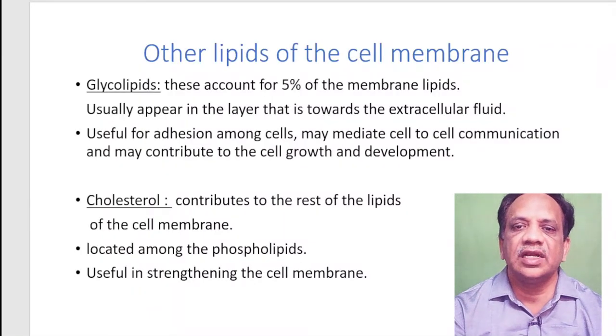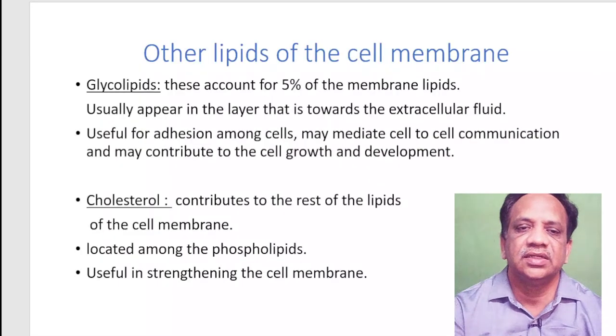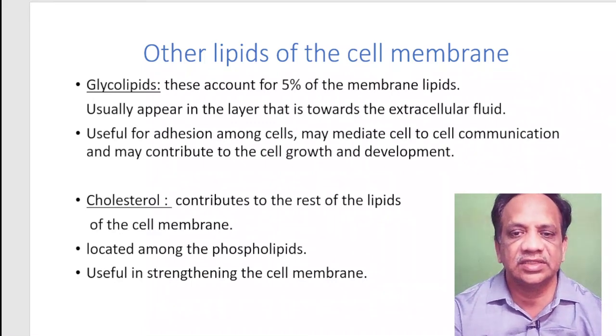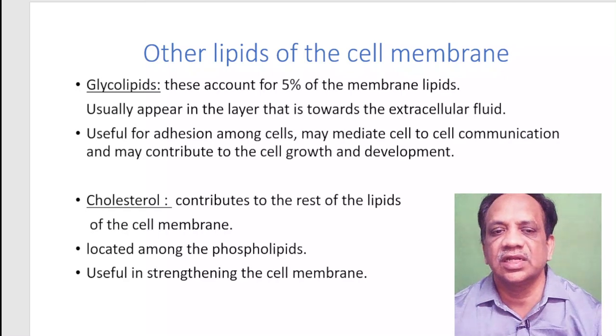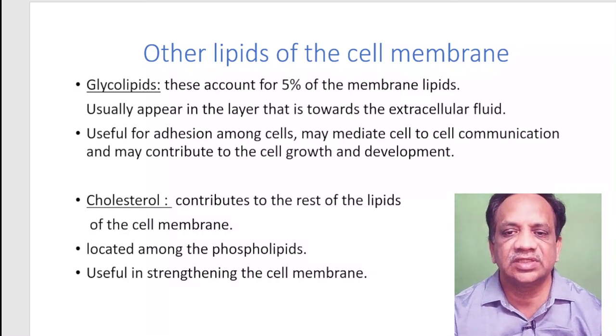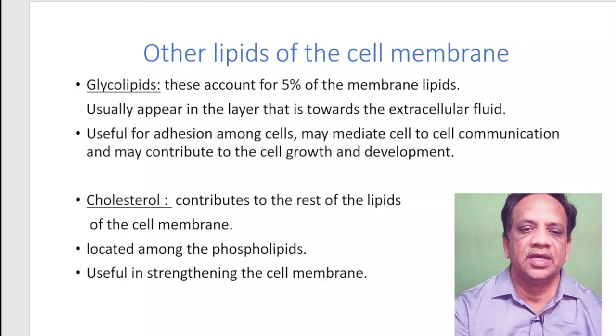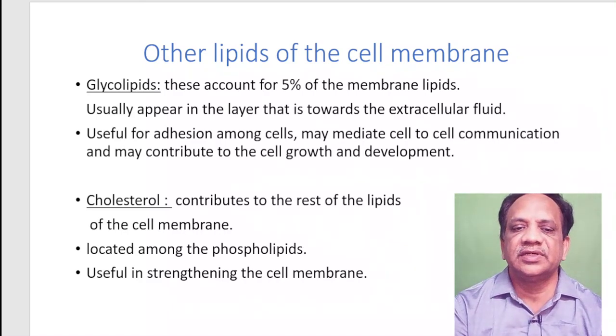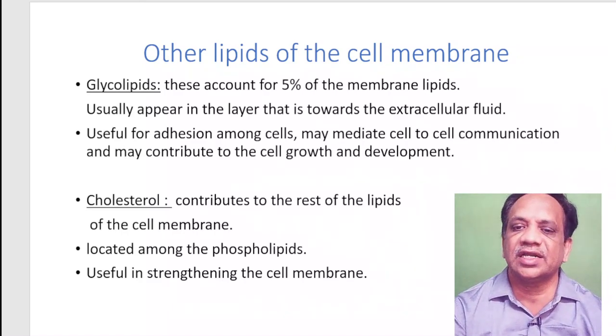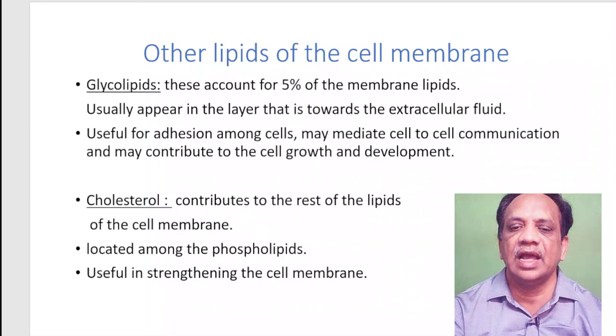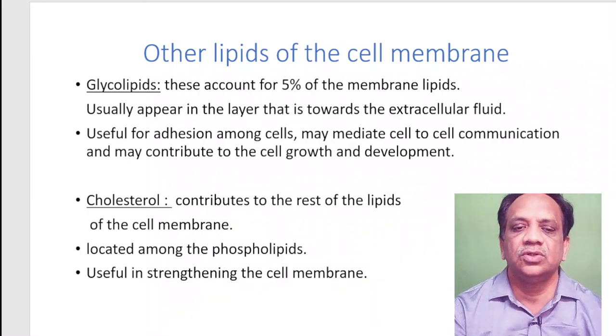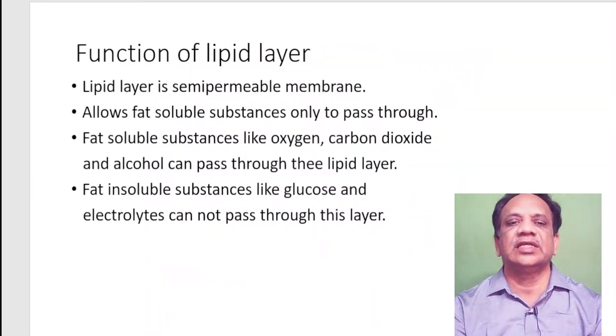Now, the other lipids of the cell membrane. The glycolipids account for 5% of the membrane lipids and usually appear in the layer towards the extracellular fluid. They are useful for adhesion among the cells, may mediate cell to cell communication and may contribute to cell growth and development. Another type of lipid is cholesterol, which contributes to the rest of the lipids of the cell membrane, located among the phospholipids, and is useful in strengthening the cell membrane.